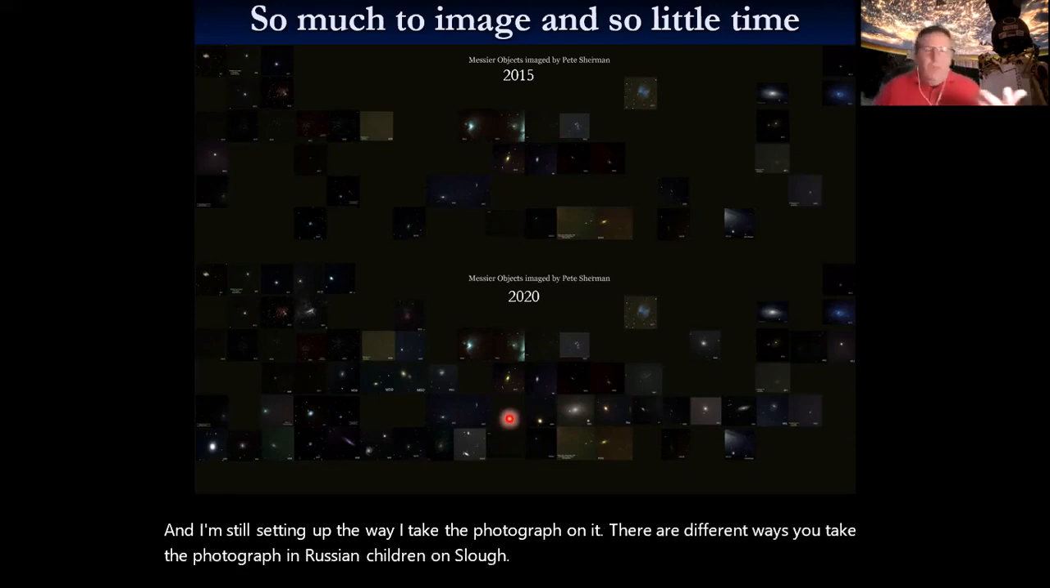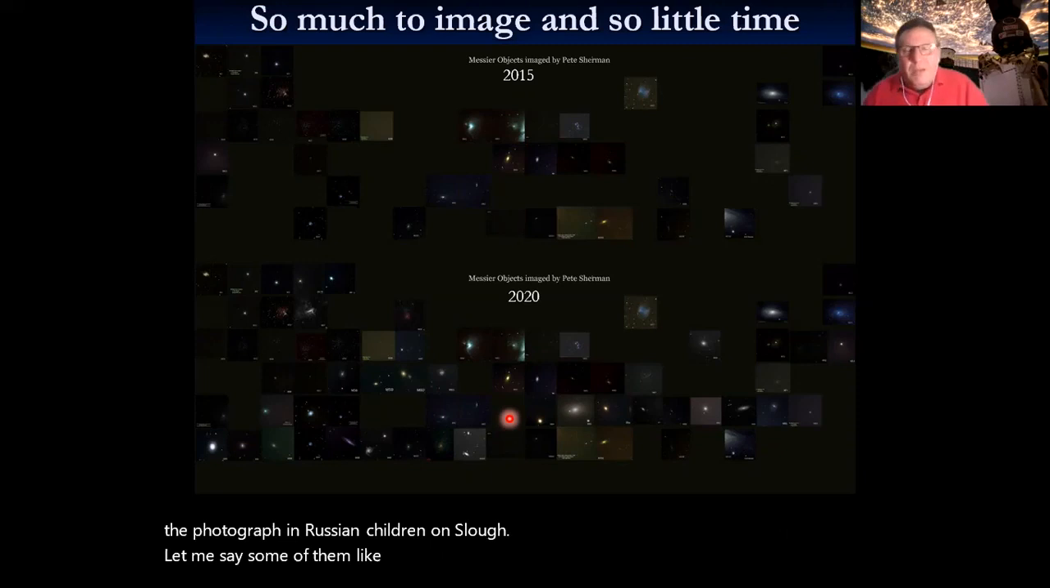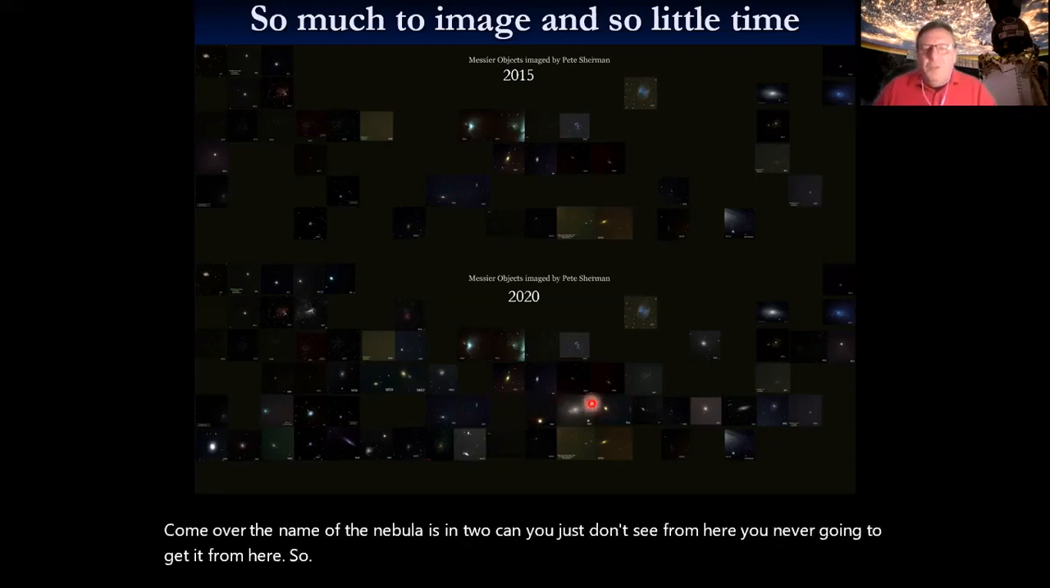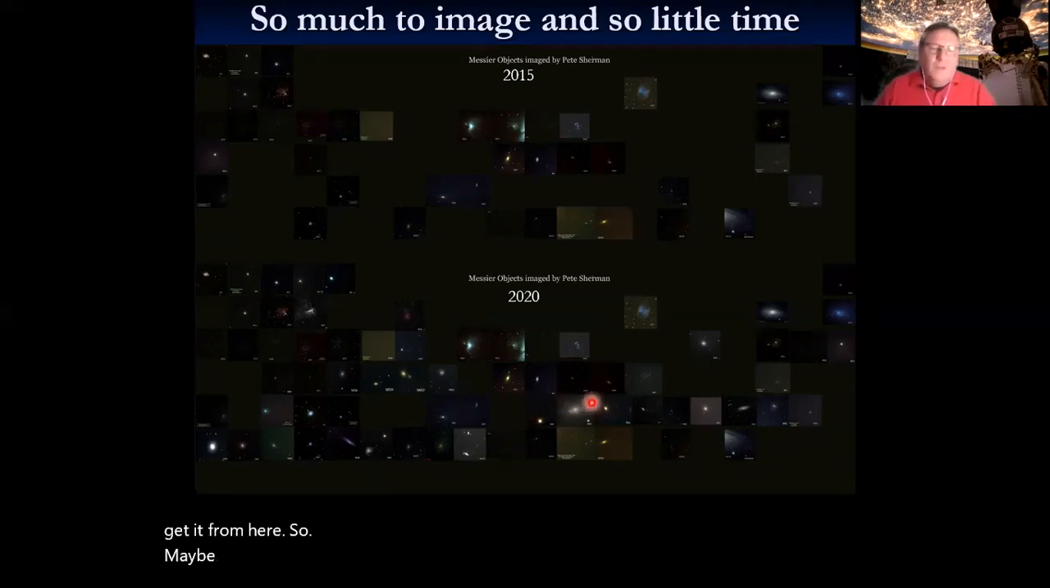But to say some of them, like I've done one last night, M8 I think it was. Can't remember the name of the nebula. I'd say it's in Toucan, which you just don't see from here. You're never going to get it from here. So maybe a bit of a cheat, but it's a way to do it. Unless I go down south with my telescope one day, I might get some there.